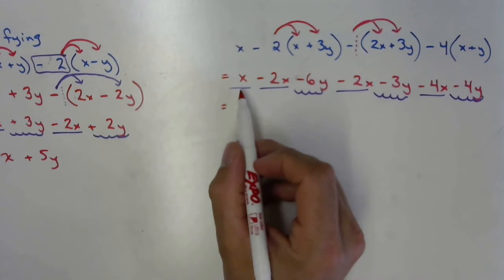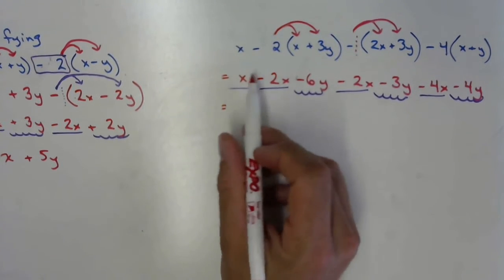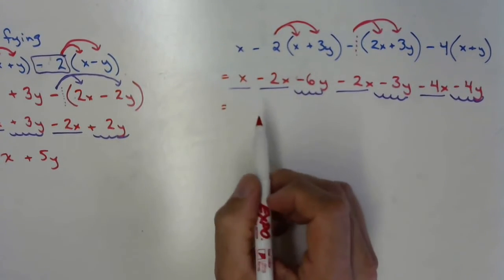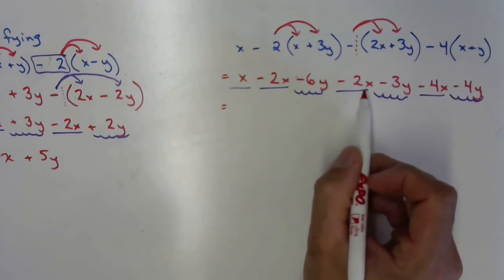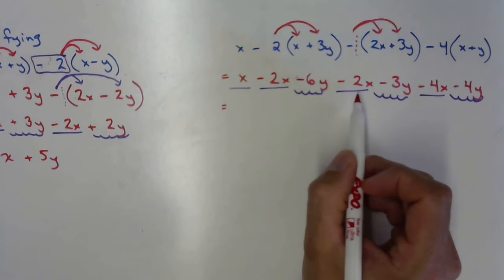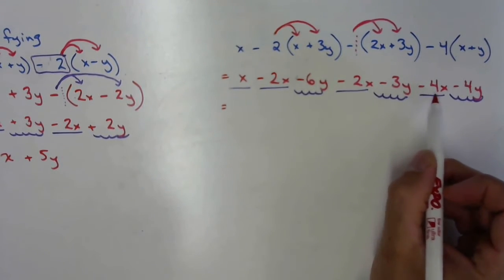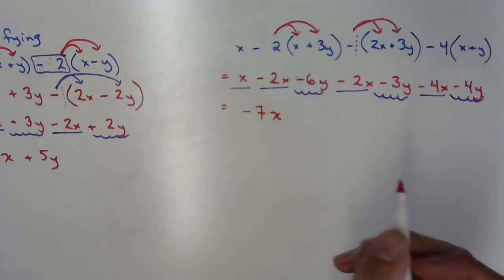So I've got x minus 2x, so I'm at +1. I'm going to take away 2. That's going to leave me at -x. I could write that and then keep going, but I'm actually going to do all of the x's in my head. So I'm at -1. I'm going to go down 2 more. -1 minus 2 is -3. So I'm at -3 x's. And then I've got -4 more. -7 x's.